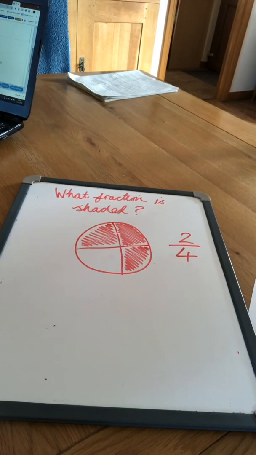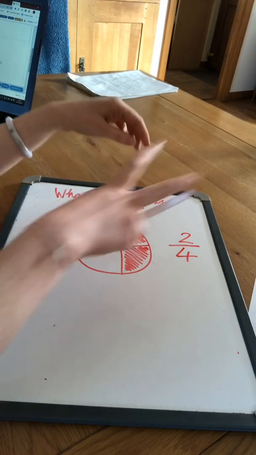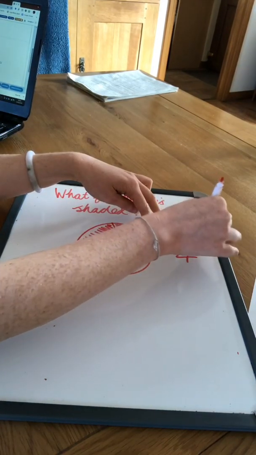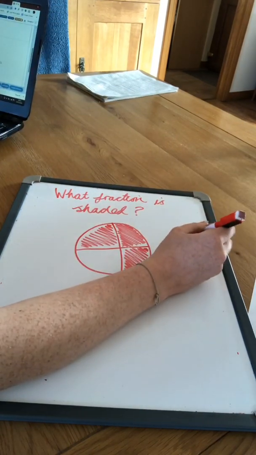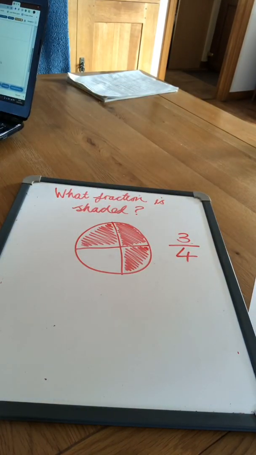Okay, if we had 3 shaded, are we going to keep it as 2/4? Or have we got 3 of the quarters shaded now? Yep, we have 3 of the quarters shaded now.